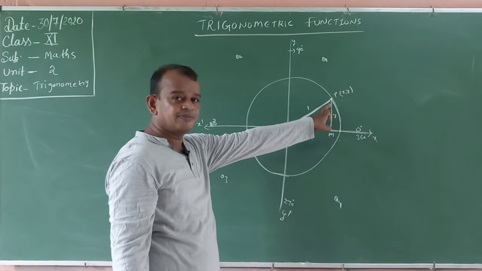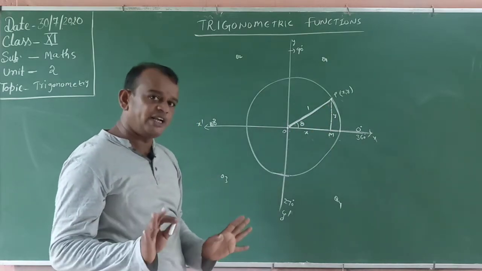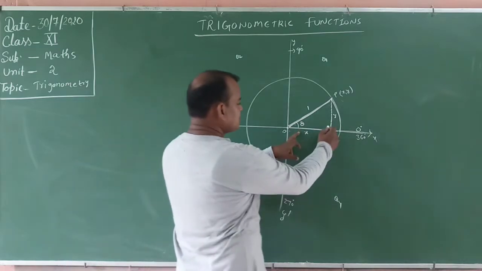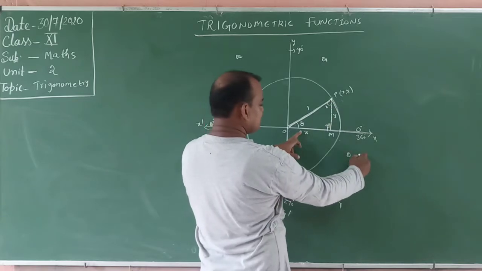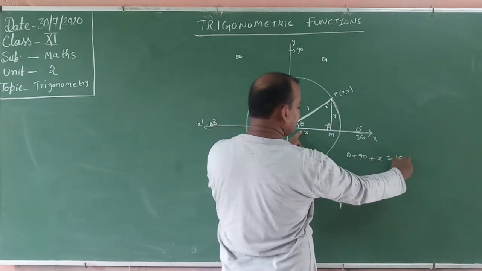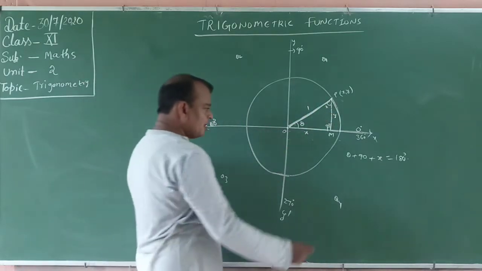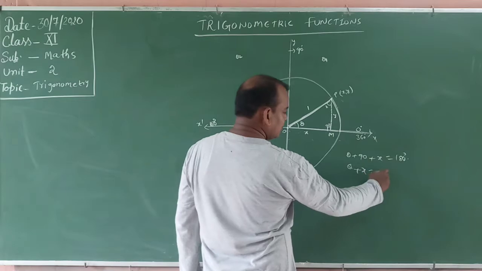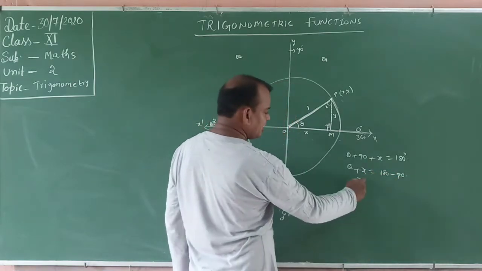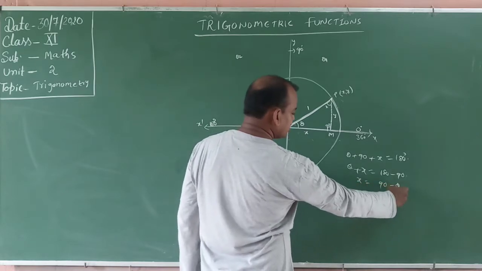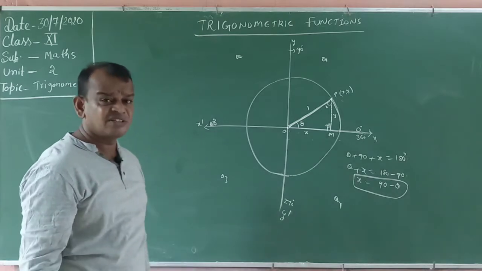What about this angle? The sum of the angles in a triangle is how much? 180. Suppose this is 90 degrees, and this unknown angle is x. Theta plus 90 plus x is equal to 180 degrees. Now theta plus x is equal to 180 minus 90, which is 90. So x is equal to 90 minus theta. Now this angle is 90 minus theta.